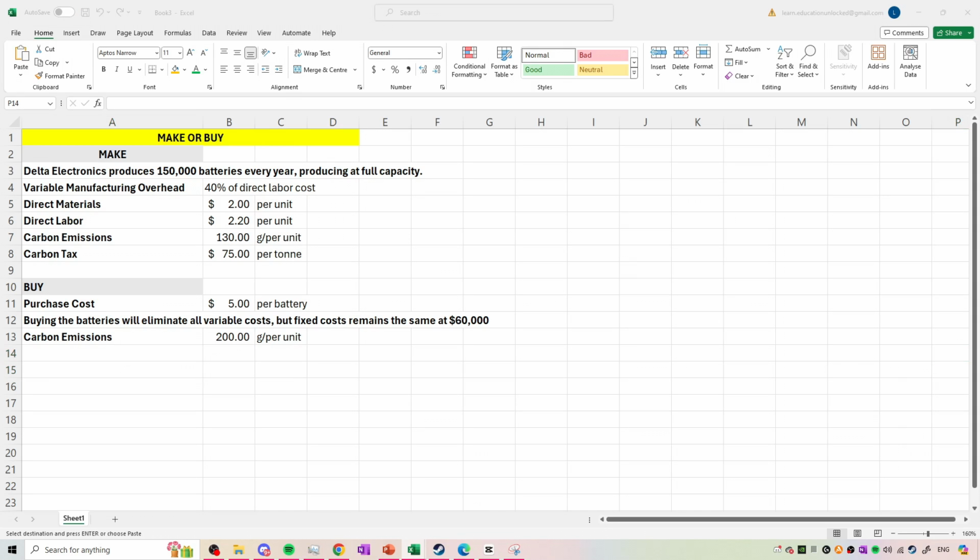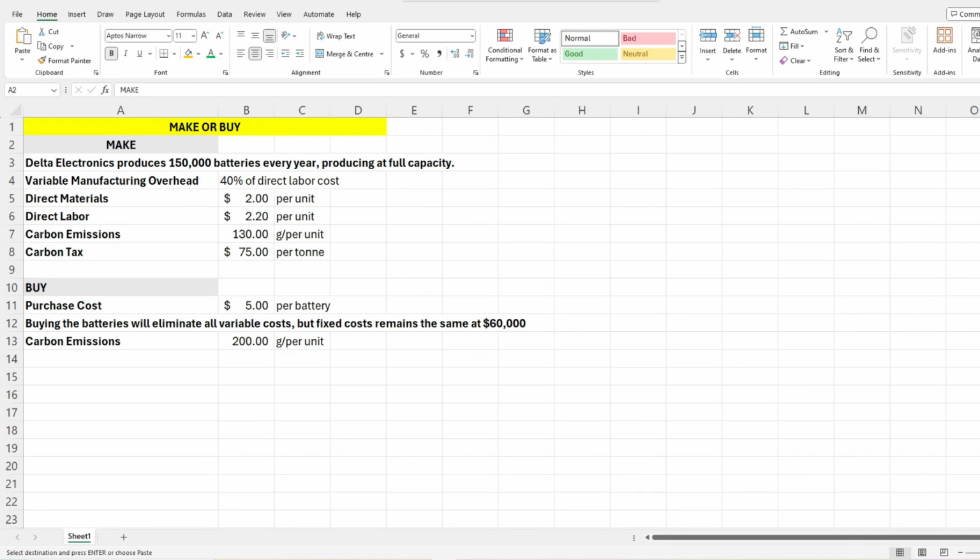So the first thing I'm going to want to do, so I'll read it out first. So Delta Electronics produces 150,000 batteries every year, producing at full capacity. Variable manufacturing overhead is 40% of direct labor cost, while direct materials is $2 per unit. Direct labor is 2.20 cents, so $2.20 per unit. Carbon emissions is 130 grams per unit, so make sure you guys look at that. It says grams. That'll be important after. Carbon tax is $75 per ton.